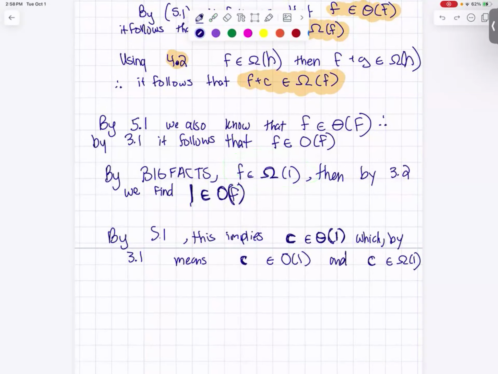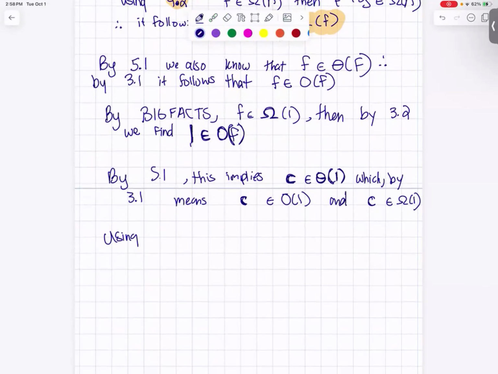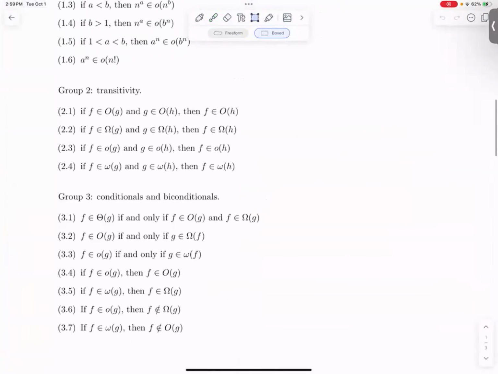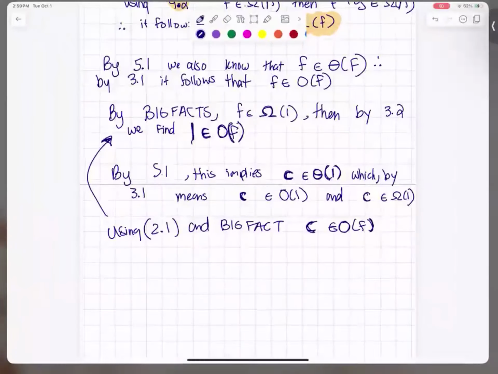And we can say that, using 2.1 and our big fact, by combining those two pieces of information, we're able to say that C will end up being in O of F. If you don't remember what 2.1 is, that's going to make this trickier, but it's another one of those transitivity rules, where we're saying if F is in big O of G and G is in big O of H, then F is in big O of H. This is my favorite. I should have it on a t-shirt.